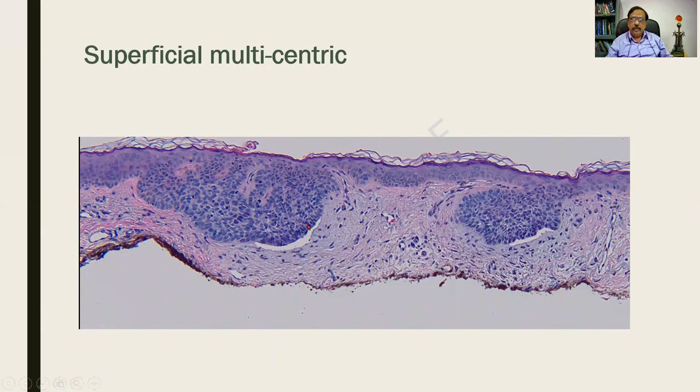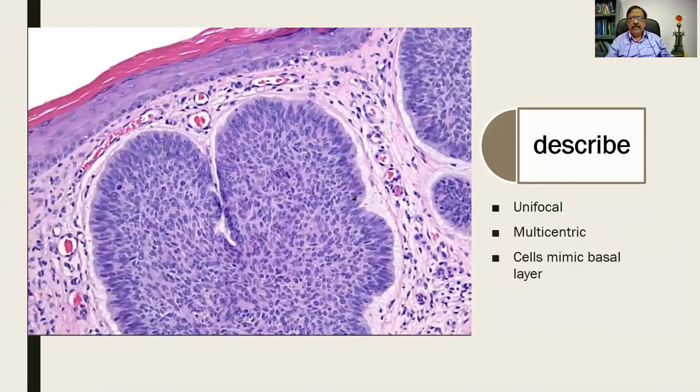This again is a picture of a basal cell carcinoma. This is a normal epidermis and here I find a tumor and after some space I find another lesion. They are all superficially located and hence it is called a superficial multicentric basal cell carcinoma because it is occurring in multiple centers and it is superficial in the skin.